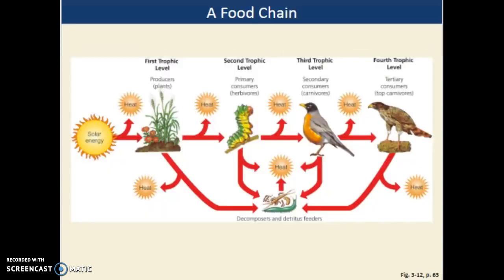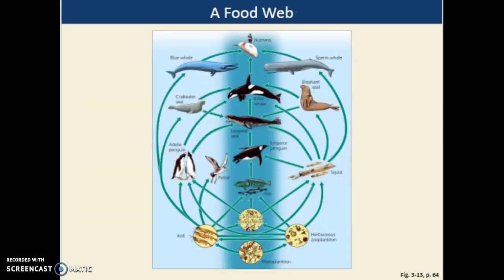So here's our chain. Notice link, link, link, link, link. We're showing the loss of energy also. So at each step, we lose a lot of energy to heat. Food web, oh geez, look at all the arrows pointing at the killer whale. That tells you you're looking at a food web. Anytime you see two arrows pointing at one organism, it's a food web, because that means it's not a chain anymore. A lot of times we see decomposers down here at the bottom with our producers, because we're going to see a lot of arrows pointing at decomposers.